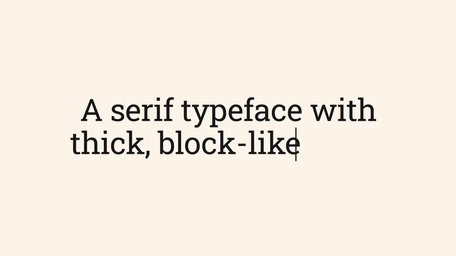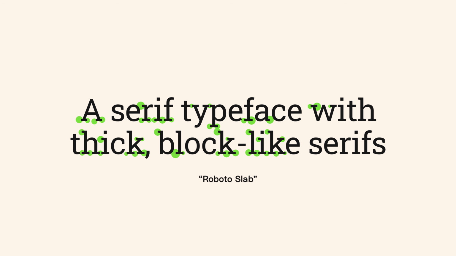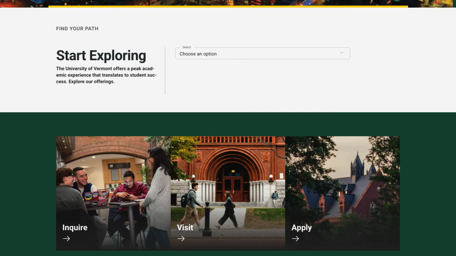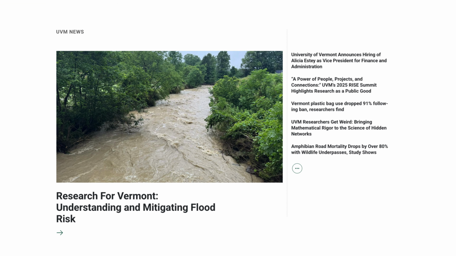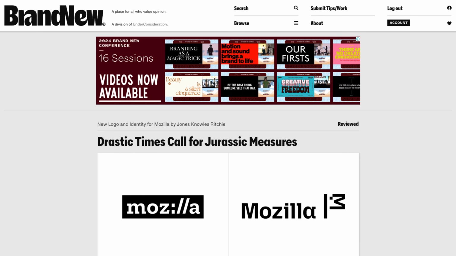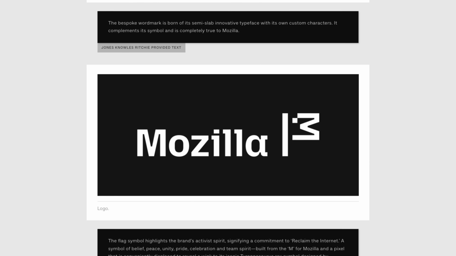Then we have slab serifs. They are a type of serif typeface that stands out for their thick, block-like serifs, giving them a bold and sturdy look. They combine the classic elements of serif typefaces with a more modern, robust design. Slab serifs are often used when you want to make a strong impression or need type that's easy to read at large sizes, such as in headlines or even logos. Some very popular slab serif typefaces are Rockwell, Clarendon, Sentinel, Envato Slab, and Arvo.